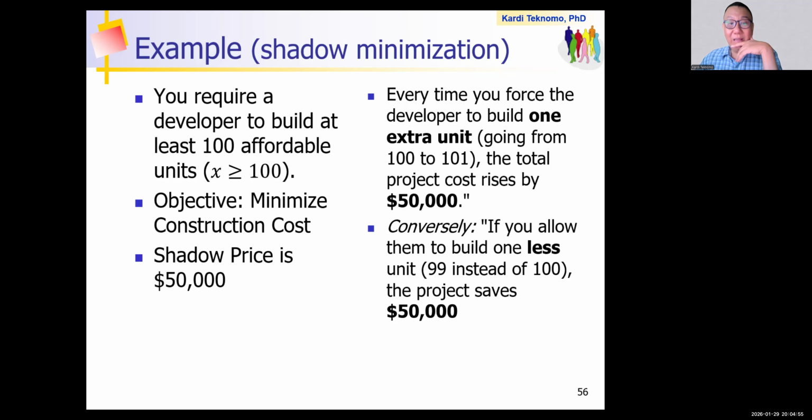Then what is the meaning? That means every time you force the developer to build one extra unit, say from 100 to 101, the total project cost will increase by this shadow price. Similarly, if you allow them to build one less unit, so 99 instead of 100, the project also saves 50,000. That's the meaning of shadow price, basically sensitivity.